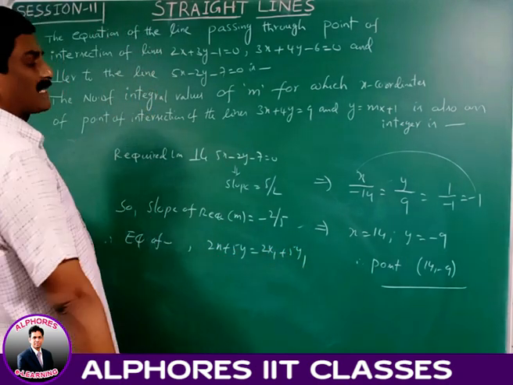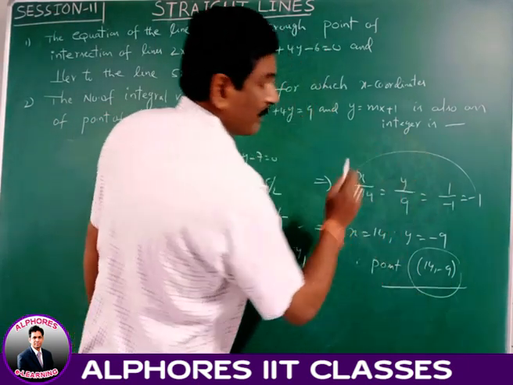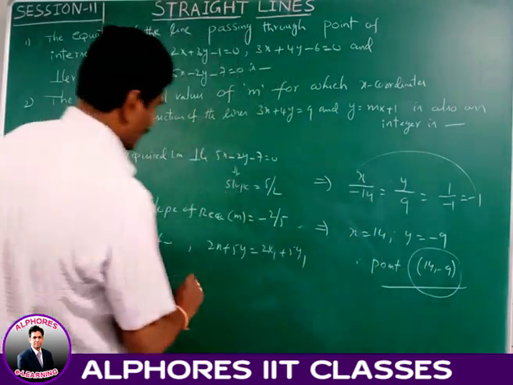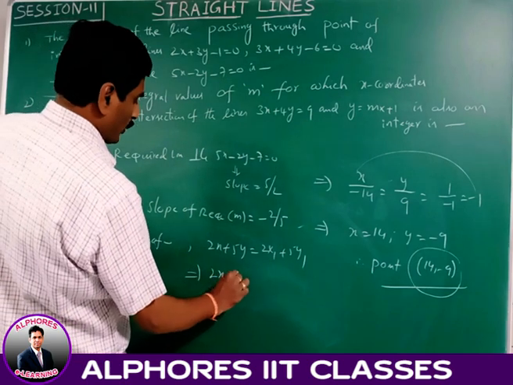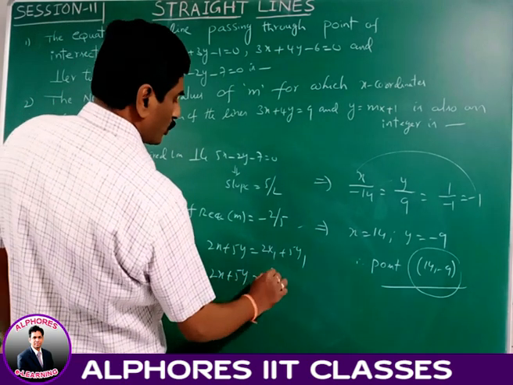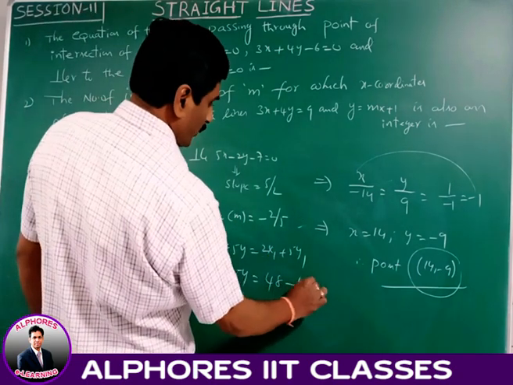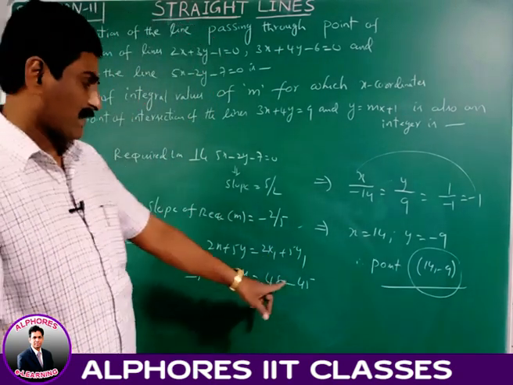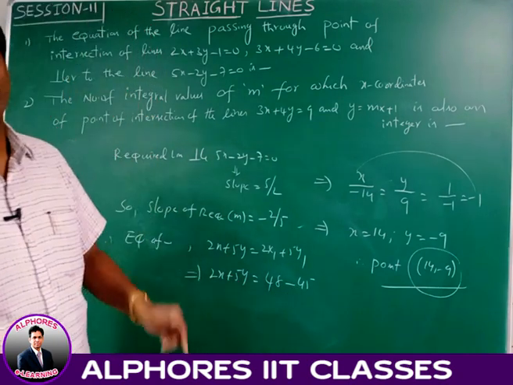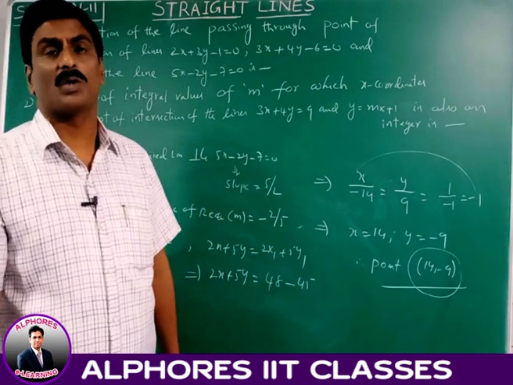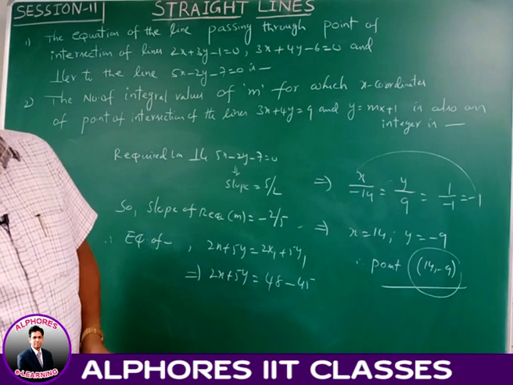Here the line passes through the point of intersection 14 comma minus 9. Substitute this point in this equation, we get the equation of the line. 2x plus 5y is equal to 2 into 14, means 28. Next 5 into minus 9, means minus 45. Okay, 28 minus 45 means minus 17. That means 2x plus 5y plus 17 is equal to 0. That is the equation of the required line.